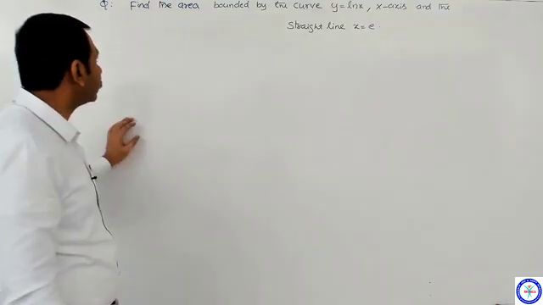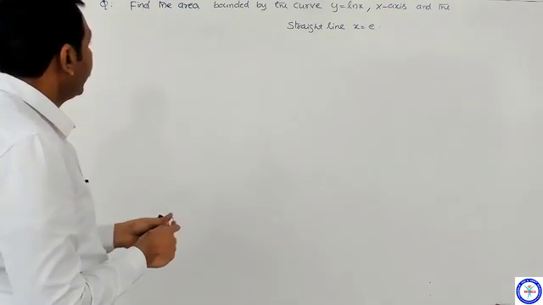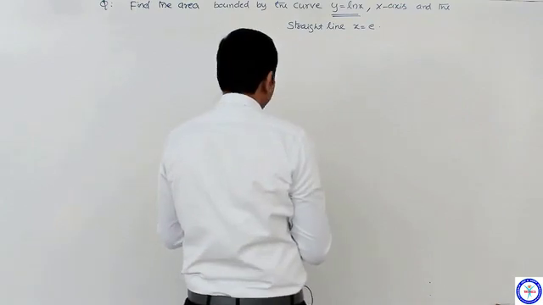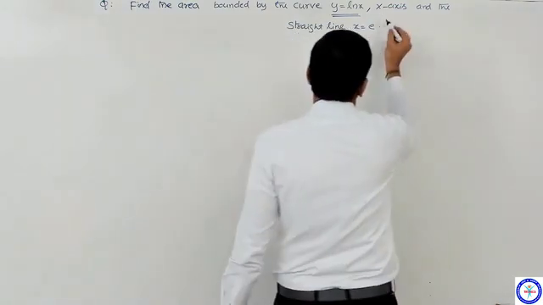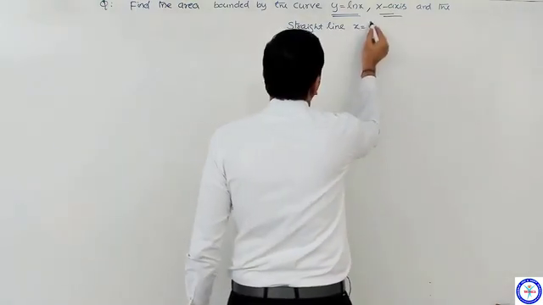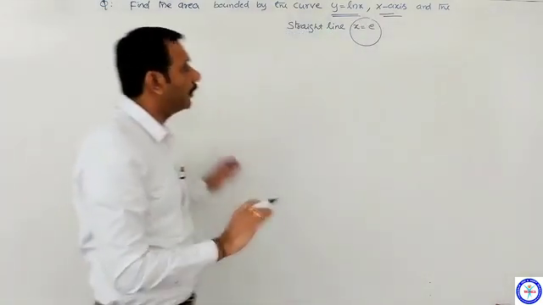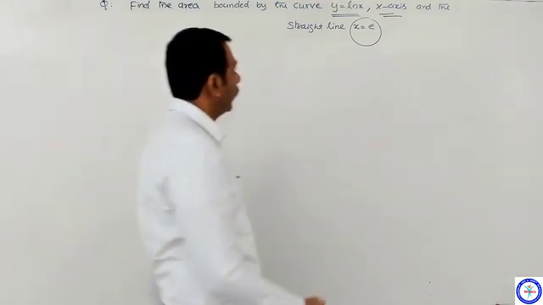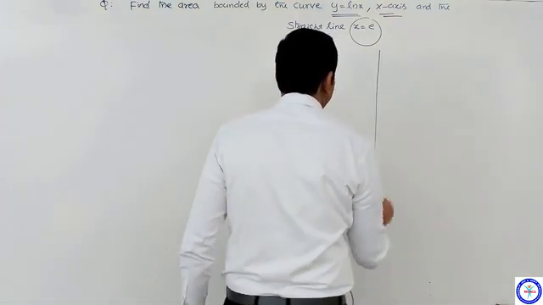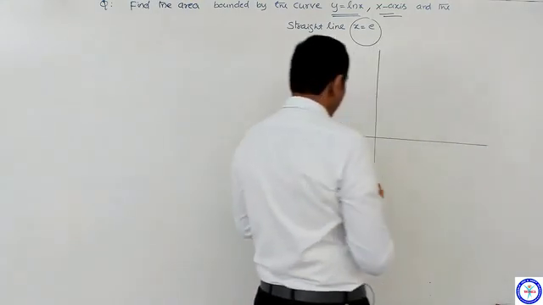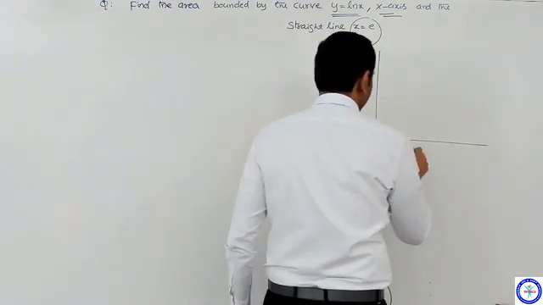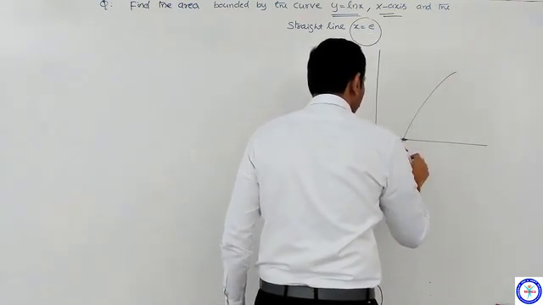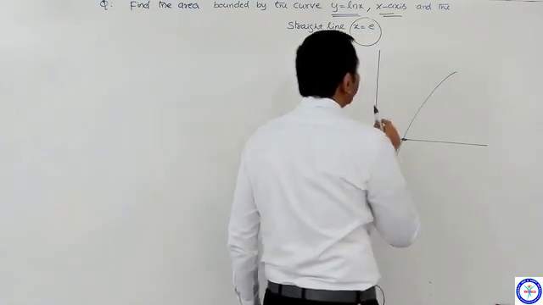Look here. Find the area bounded by the curve y equal to ln x, x axis, and the straight line x equal to e. A very simple problem only, because a logarithmic function is there, I have taken this problem. Let us draw the graph directly. You know ln x. It is y equal to ln x. This point is 1 comma 0.